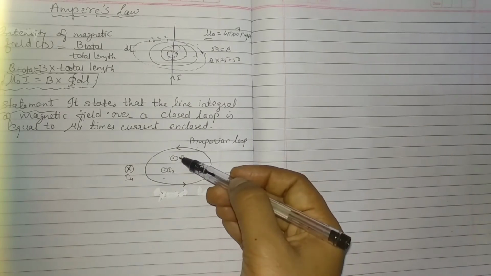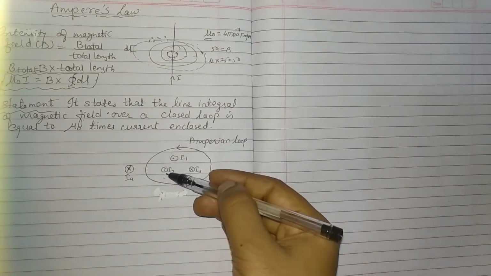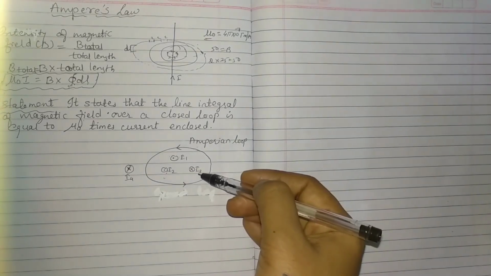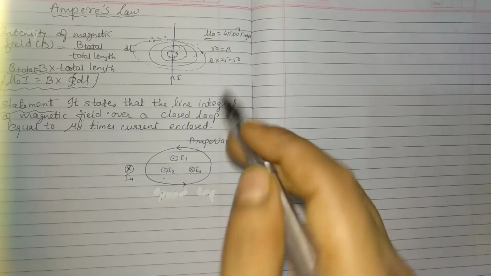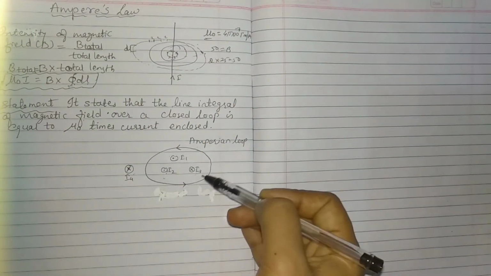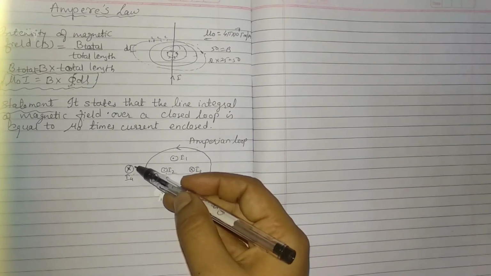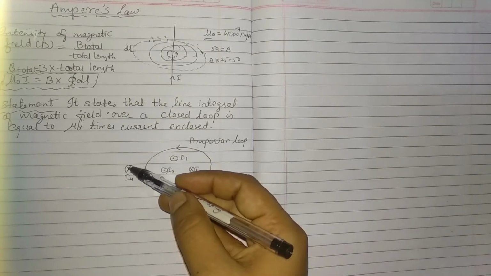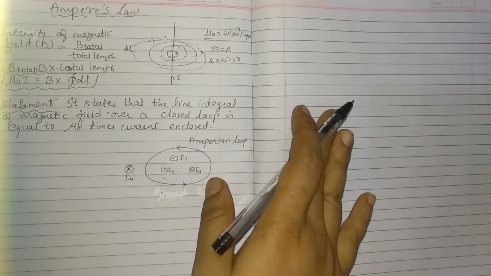As I1 and I2 are coming out of the paper, take them as positive, and I3 is going into the plane of the paper, thus it is considered negative, and I4 is not within the Amperian loop, so it will not be considered. I4 plays no role in this Amperian loop.